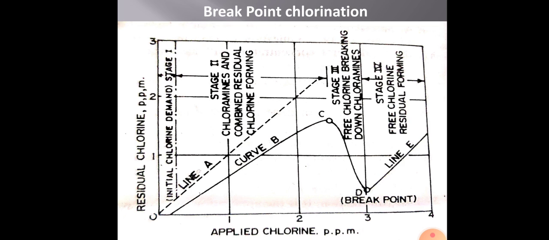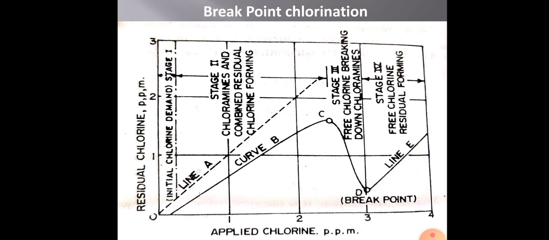So how will we define break point? The break point in the chlorination of water may be defined as the point on the applied residual chlorine curve at which all or nearly all the residual chlorine will be free chlorine. So at this point D, all the chlorine that is applied will be free chlorine. So free chlorine residual is that part of the total residual that is remaining in water, and this point D we call the break point, break point chlorination, or free residual chlorination.